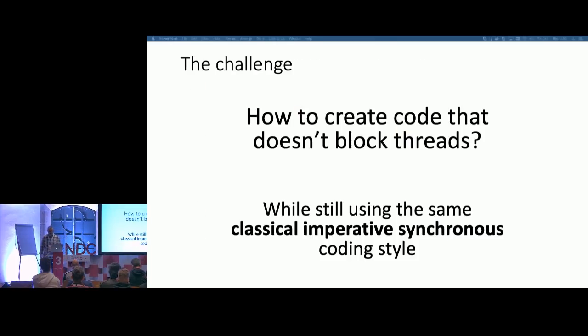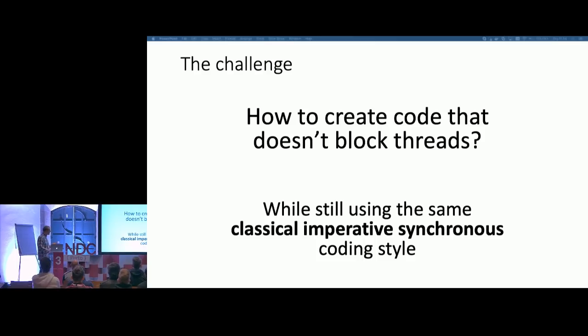So the challenge here is to create code that doesn't block threads, because threads are costly and some threads are special, while still using the same classical imperative synchronous coding style, where I have a for, an if, I call a function, I receive a value. I don't receive a future of a value. I call a function, I receive a value. And I can code using the same principles that I always did.